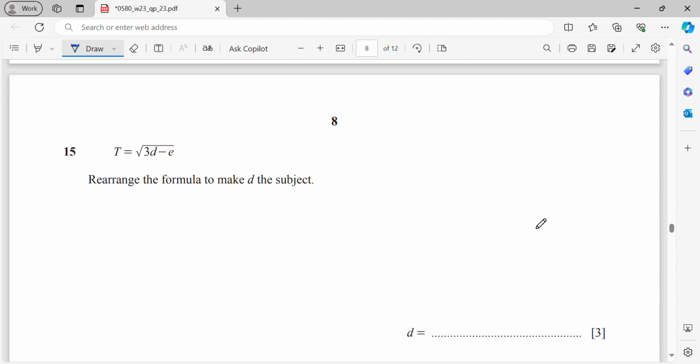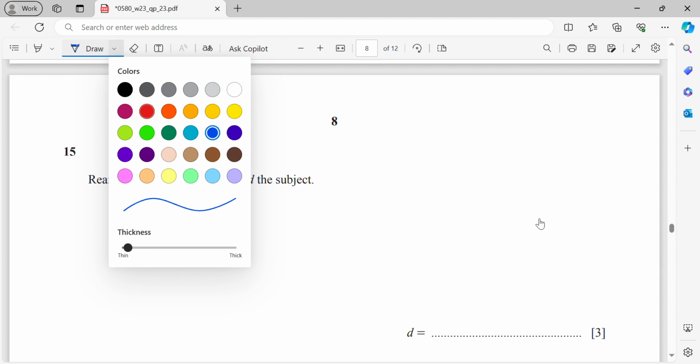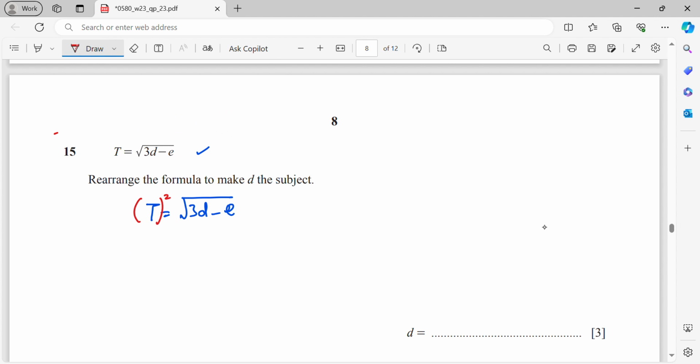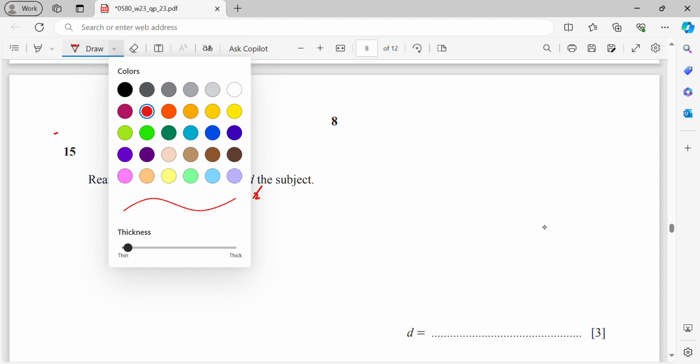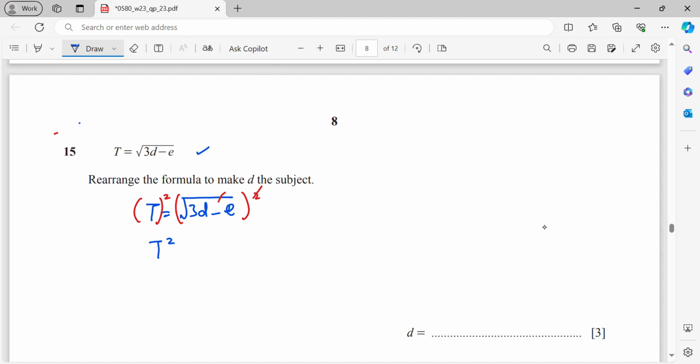Okay, now next, question number 15. Given t equals the square root of 3d minus e, rearrange the formula to make d the subject. So t equals the square root of 3d minus e. Now you square both sides to eliminate the square root. The square and square root cancel off. So the left hand side you will get t squared, then the right side 3d minus e.